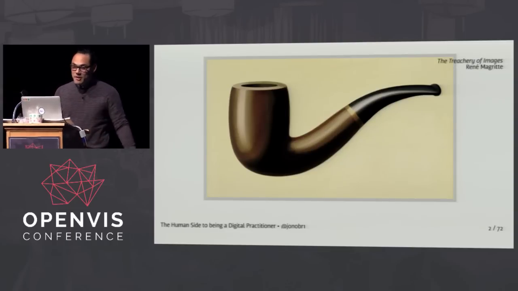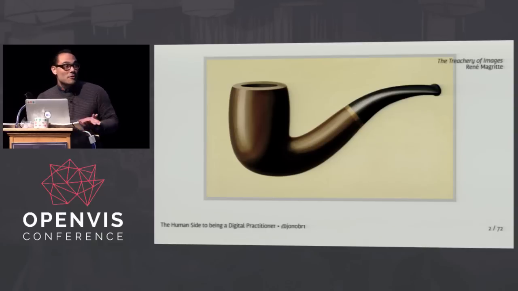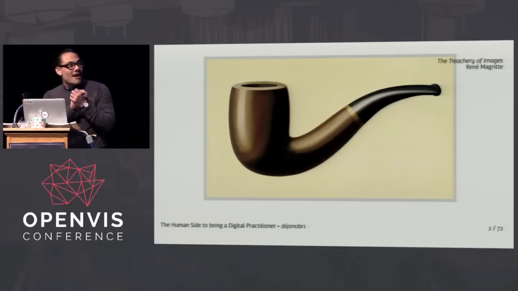That person is René Magritte. He made this when he was 30 years old, 1928-1929. And I find it so fascinating that an object, an inanimate object, can have human qualities.